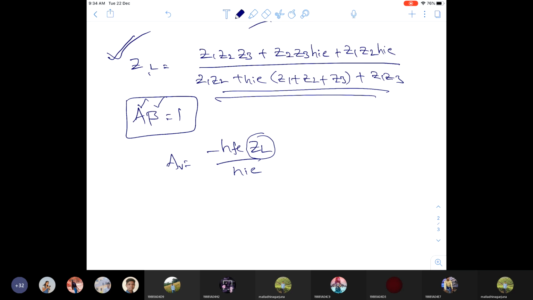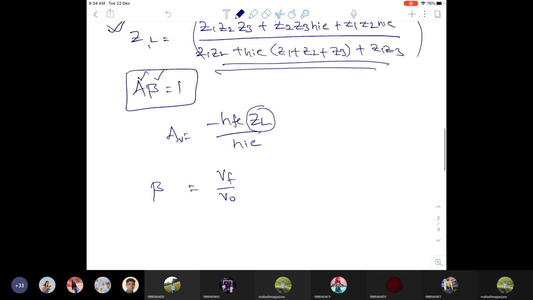Okay, so you keep it later. Okay? So just is your minus HFE into ZL is nothing but this portion by HI. Okay. Next, beta is equal to what? Beta is equal to what? So beta is nothing but we know that VF by V naught. Am I right? So feedback output by output of the basic amplifier.